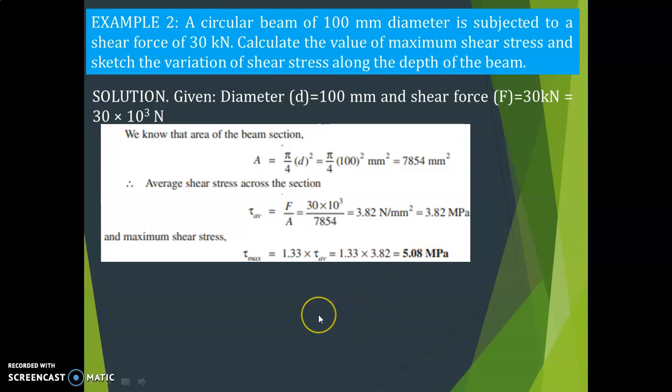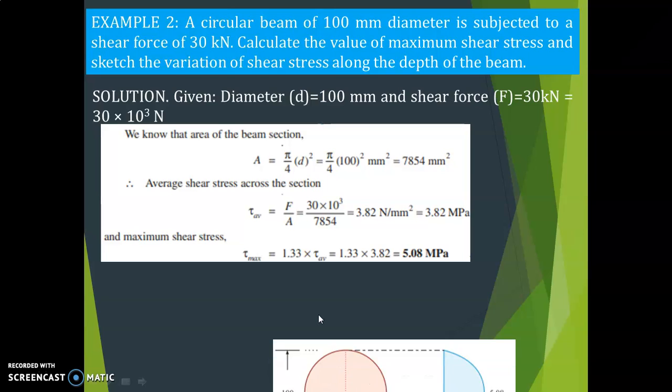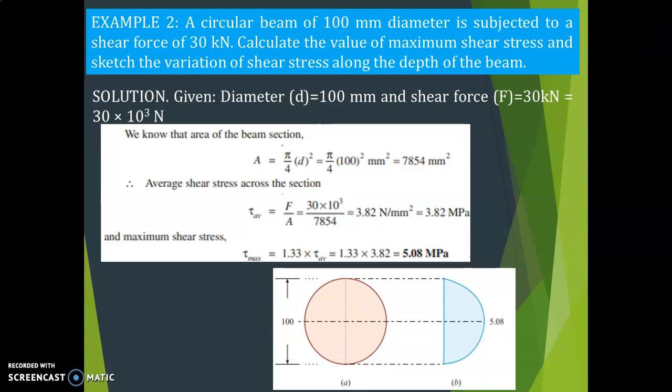Okay, so this way you can calculate the shear stress value. Here it is asked to find at the center, maximum will occur at the neutral axis. So now you have to draw the shear stress distribution diagram. It is 0 at the top and bottom layer and maximum at the neutral axis, that is equal to 5.08. So this is about the circular and rectangular sections.